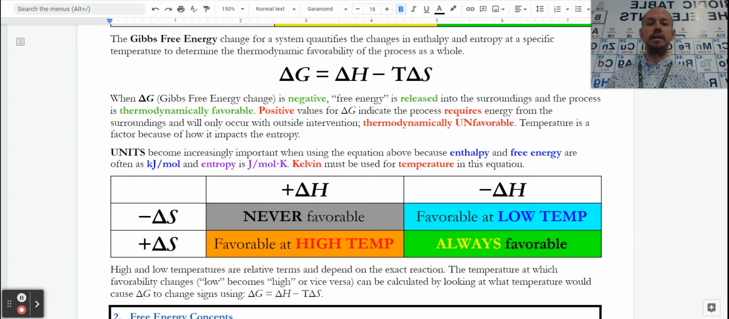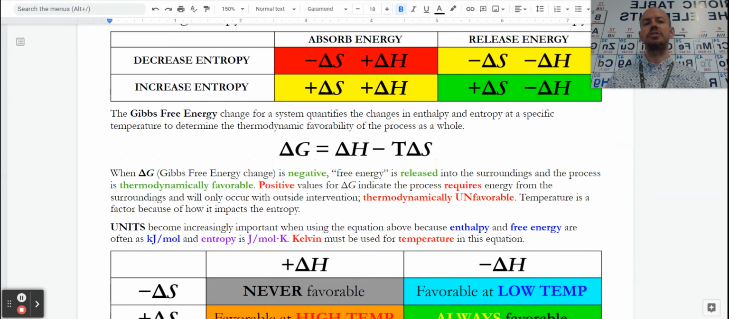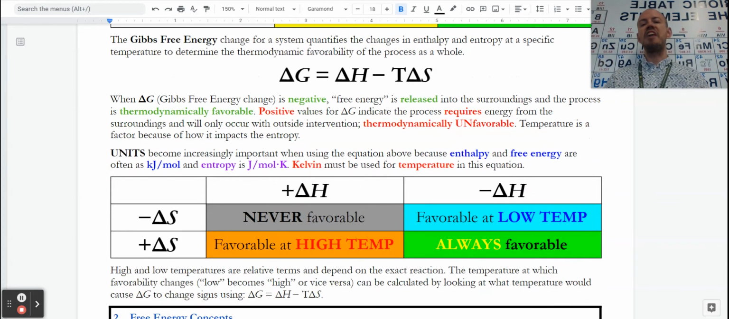We want this to be negative. What has to be true about H and S to make it always negative? What has to be true about H and S to make it never negative, or positive? What has to be true in terms of temperature when those aren't true? The other thing, and a tip that sometimes helps, especially as we're first learning this: when the signs of these two match, the negative and positive, that is where it is temperature dependent.